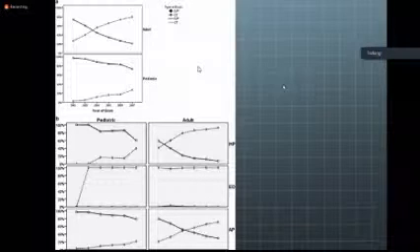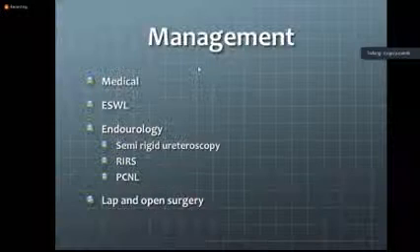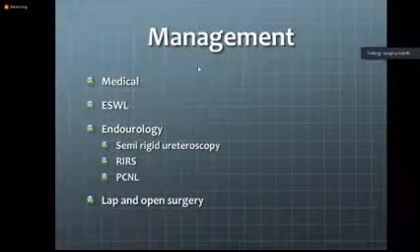Okay, so about management, we know that the same options are available, which include medical treatment, lithotripsy, endourology, with semi-rigid ureteroscopy or retrograde intrarenal surgery, and percutaneous surgery. And in very few selected cases, laparoscopic or open surgery is also an option. We will see in which cases and why.